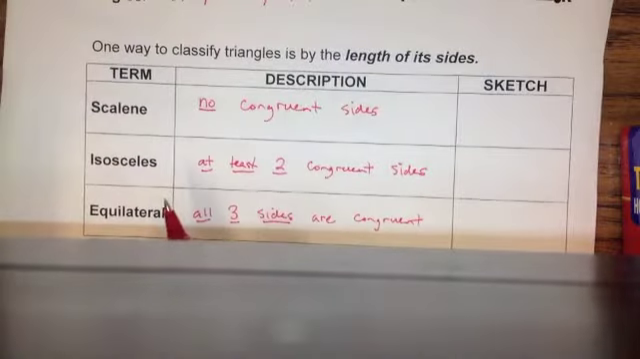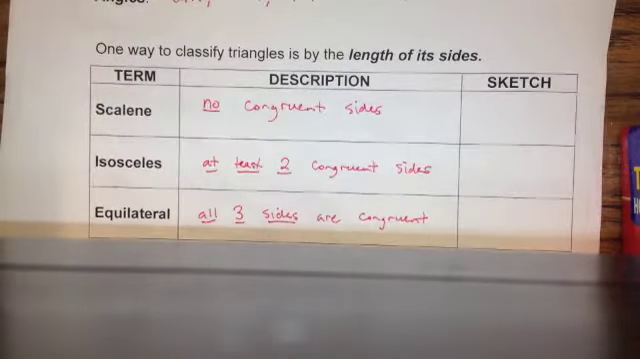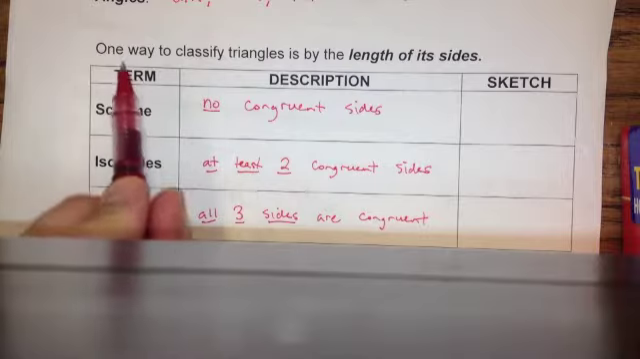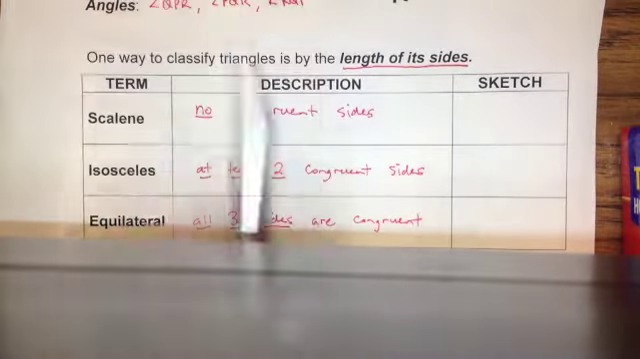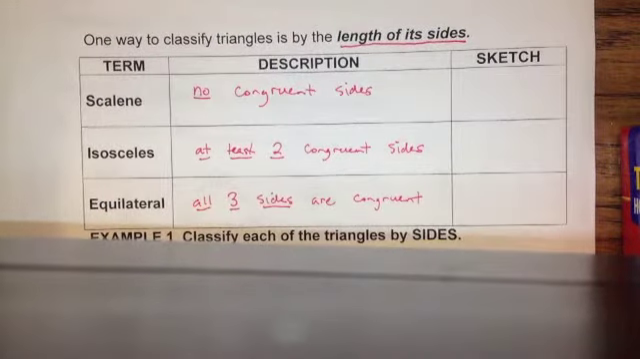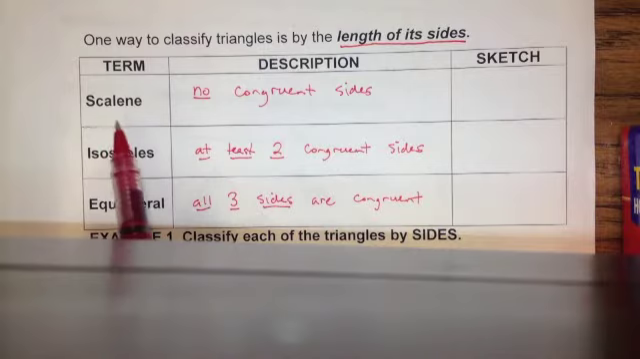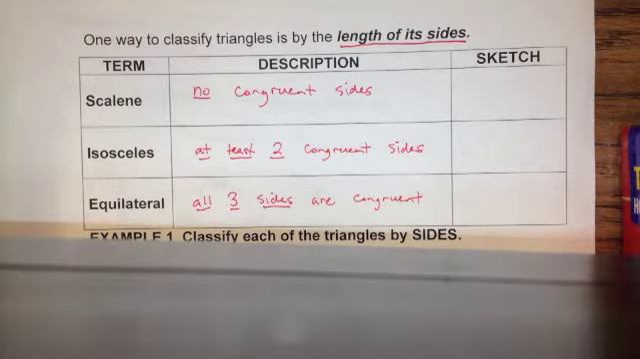Here's some really big vocabulary, guys. We're going to classify triangles by the length of their sides. We're going to go ahead and box in or underline that phrase, length of sides. All these vocabulary words have to do with side lengths. We got 3 vocabulary words: scalene, isosceles, and equilateral. Get the definitions down, and we're going to sketch some examples here in a moment. Go and pause the video to get those definitions down.